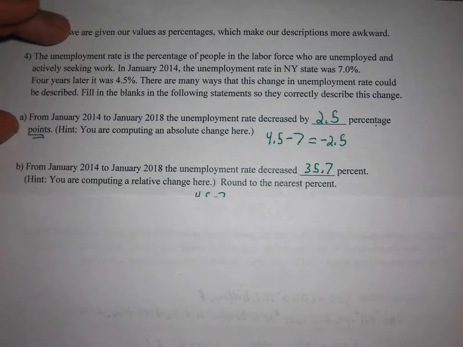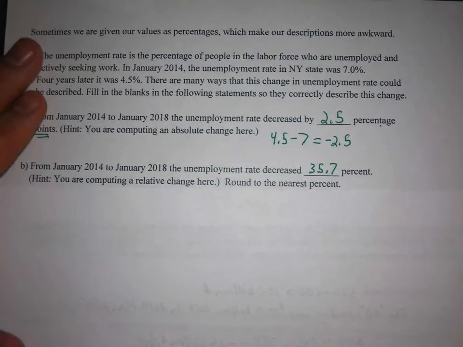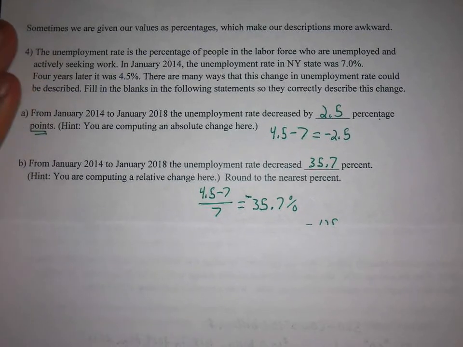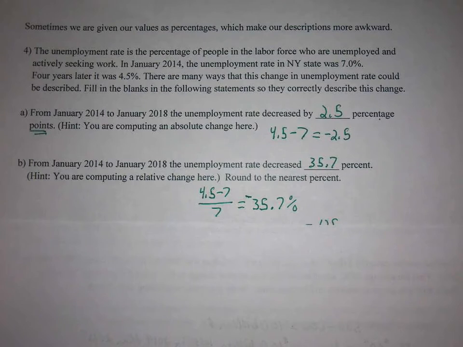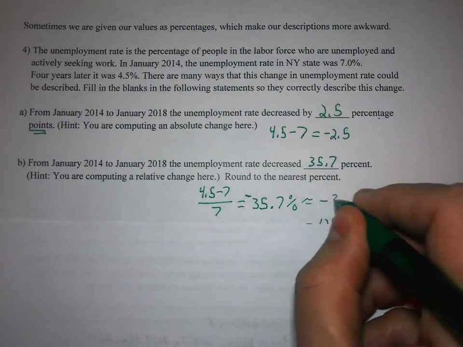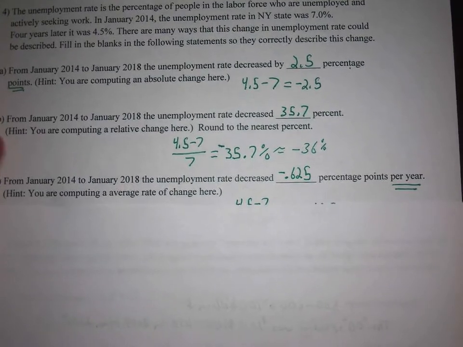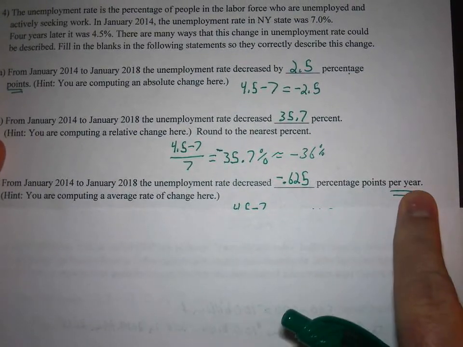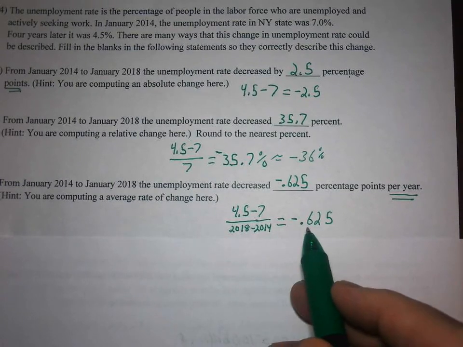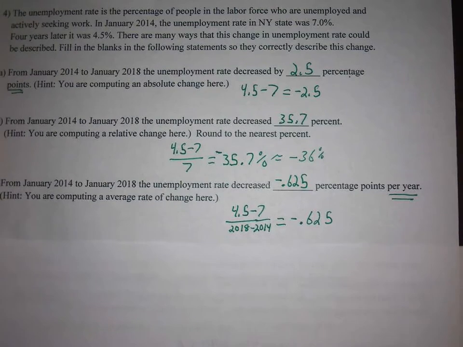Okay, using the relative change from January 14 to 2018, find the relative change, so subtract the percentages, so new minus old, divided by old, and you get negative 35.7%, which means the unemployment rate decreased by 35.7%. I violated my rule. I said round to the nearest percent, so that should really be 36%. I didn't round correctly in my answer key. And then the last one, we're finding average rate of change because it's saying percentage points per year. So here, if you find the average rate of change, 4.5 minus 7 divided by the change in time gives you negative 0.625. So the unemployment rate decreased by 0.625 percentage points per year.